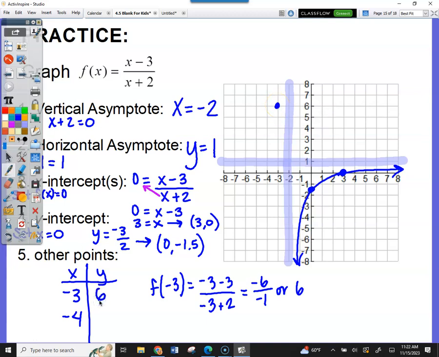So clearly it's in that section, and I could sketch the curve, but just to practice plugging in again, I'll do -4. So repeat this with -4. Get -7 over -2. Negative divided by negative is positive. 7 over 2 is 3.5. Right? So I'm going to go left 4, up 3, and then halfway. So now I can see, okay, the curve's like right there.